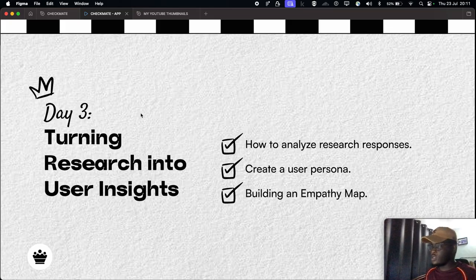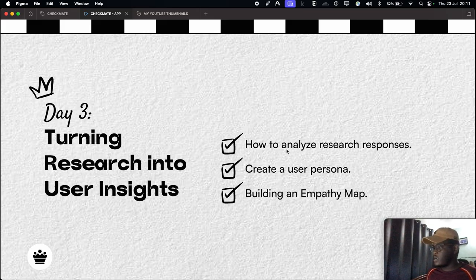And then what else? Today we're also going to be creating a user persona. I'll tell you what a user persona is, and we're creating that. And then the last thing we're going to be doing today is building an empathy map. So we're not doing much today, but we are going to be doing something much more serious. Do you get? So let's go ahead.